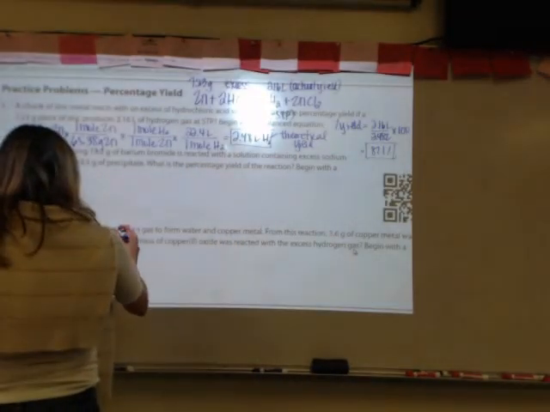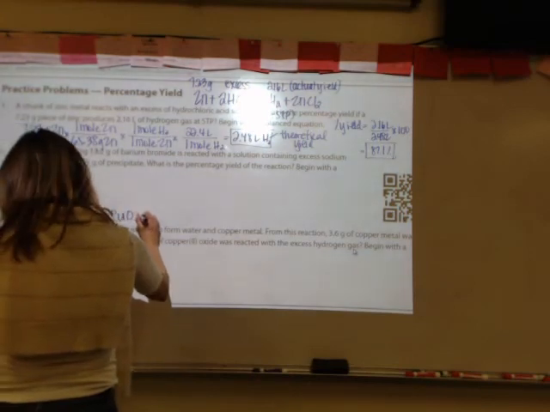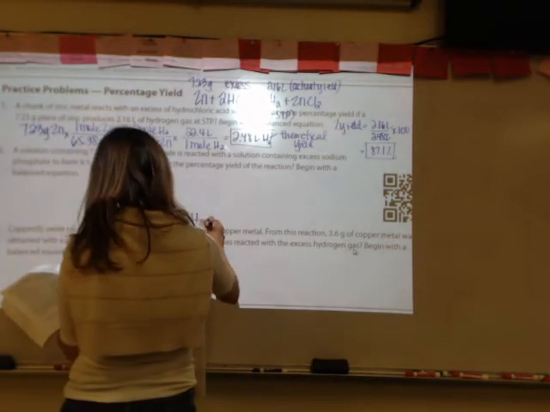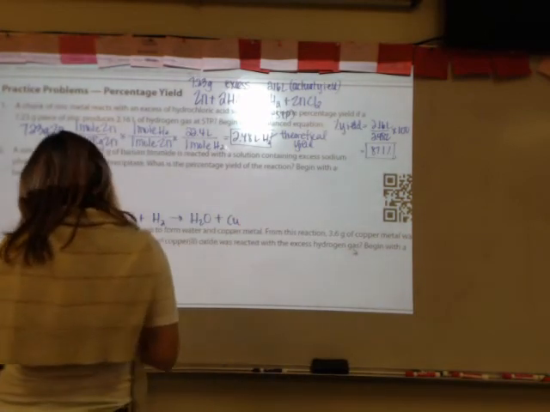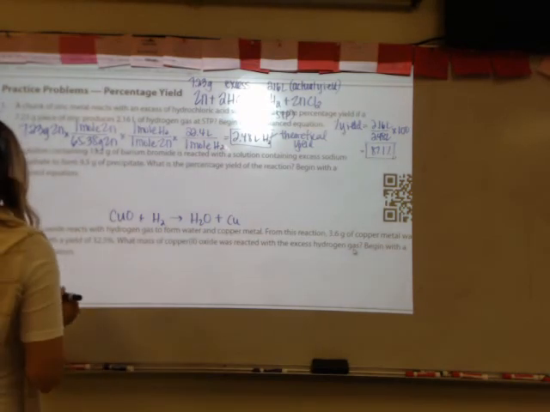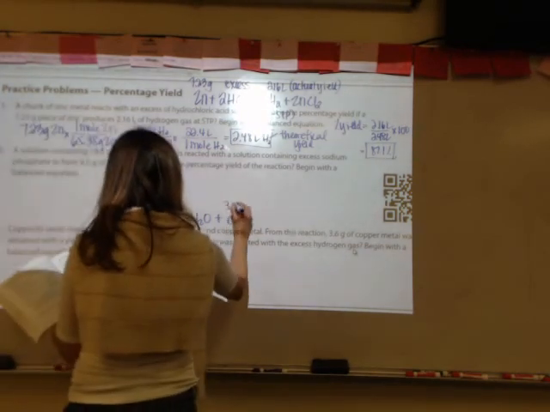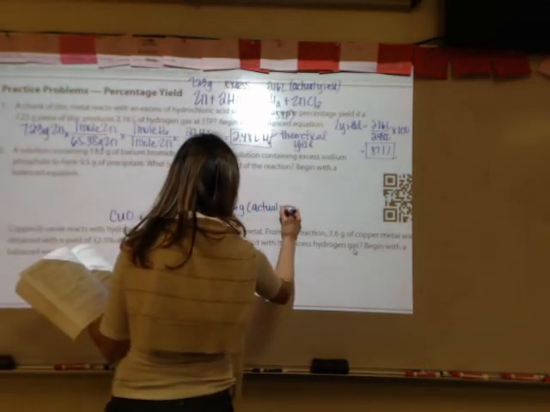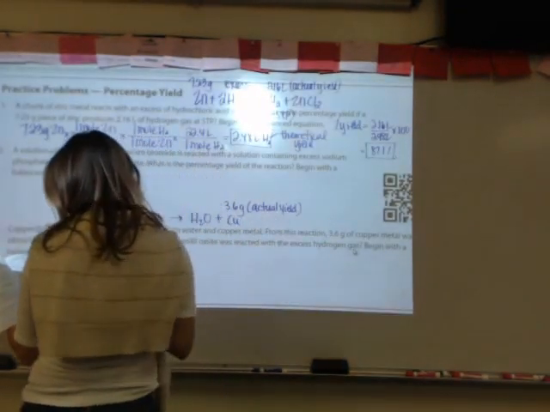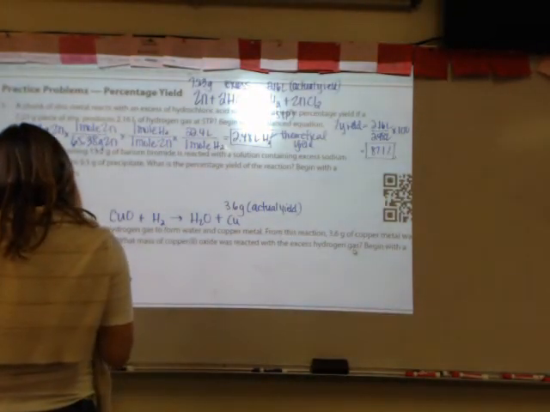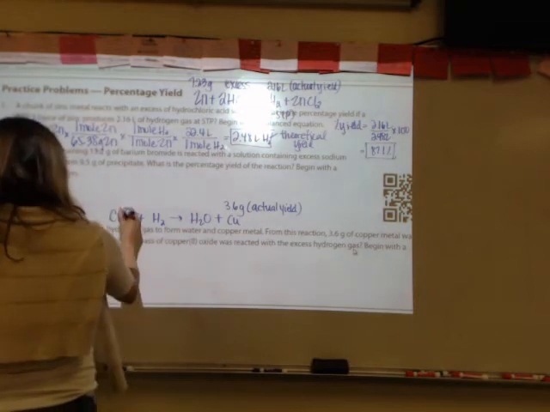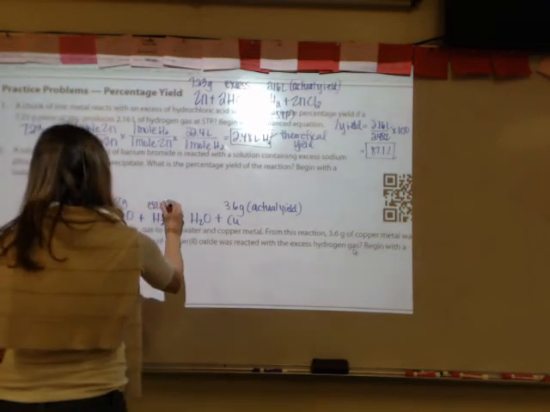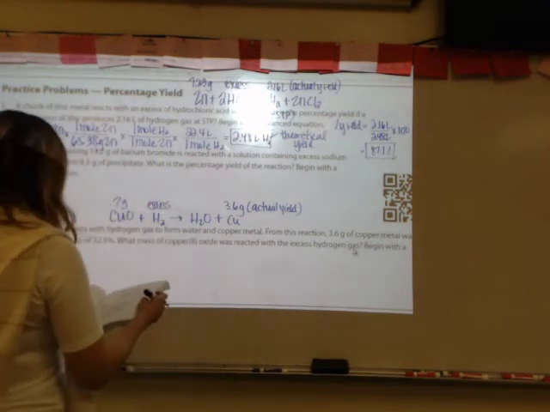We have copper(II) oxide. I'm going to write this work up here. Copper(II) oxide is reacting with hydrogen gas, and this is going to form water and copper metal. There's your balanced equation. We've got 3.6 grams of copper metal obtained. This is your actual yield. And we've got a percent yield of 32.5%. What mass of copper(II) oxide was reacted with the excess hydrogen gas? Begin with a balanced equation.